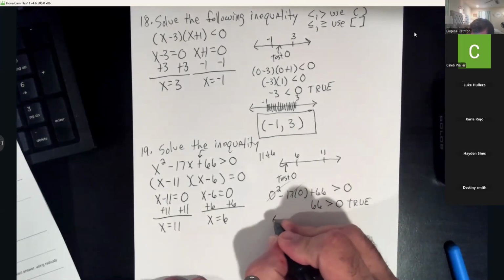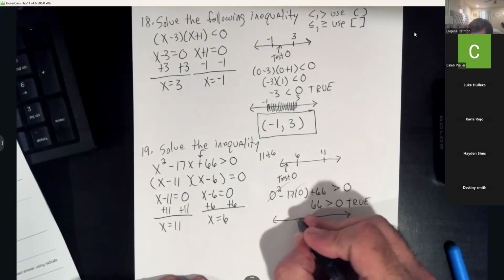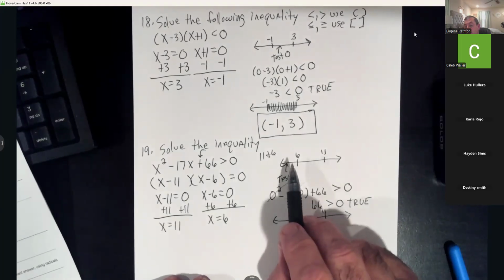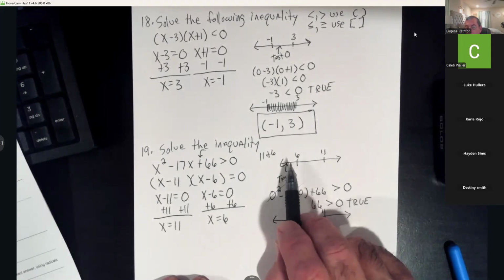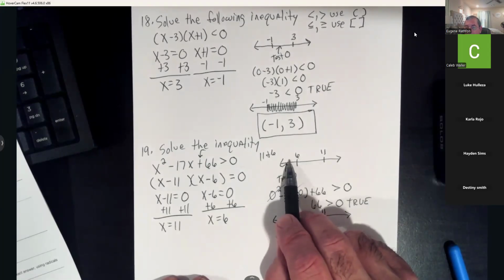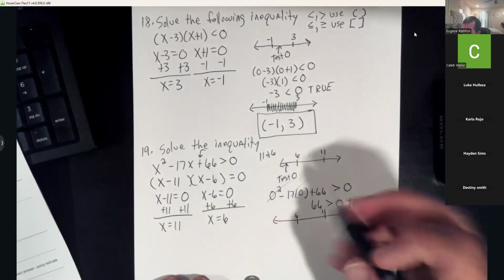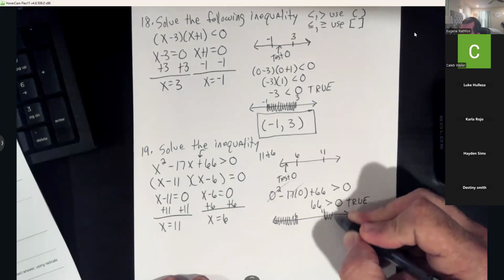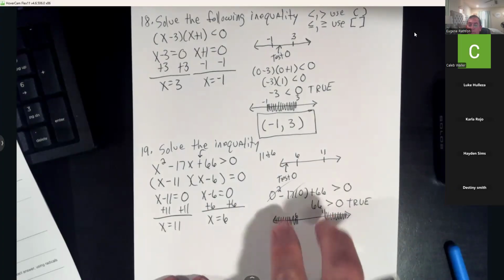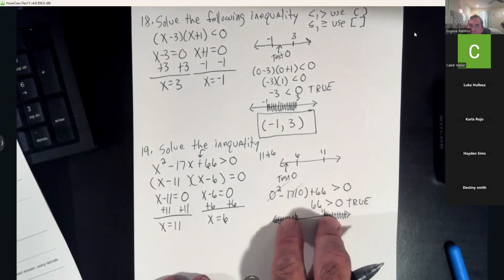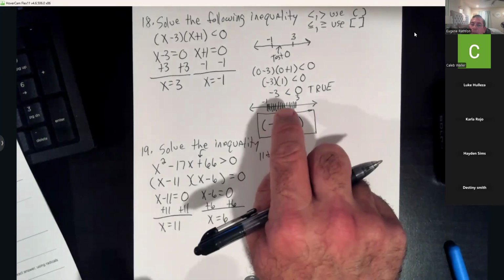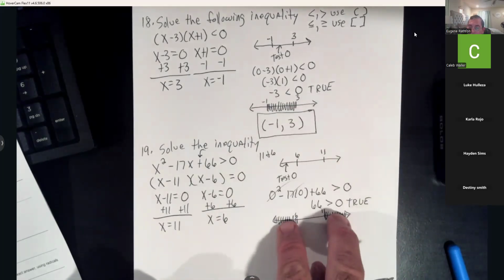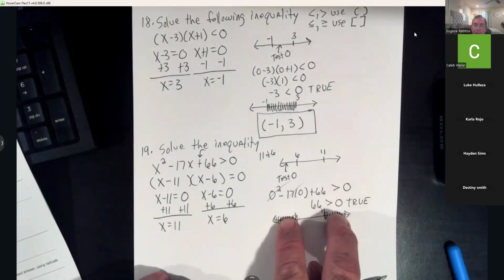So if I'm looking at my number line again, I had a 6 here and 11 here. Since it was true when I tested my 0, I would shade the first section and the last section. Those two always get shaded together. The center gets shaded by itself only, and if you do the ends, they get shaded together.